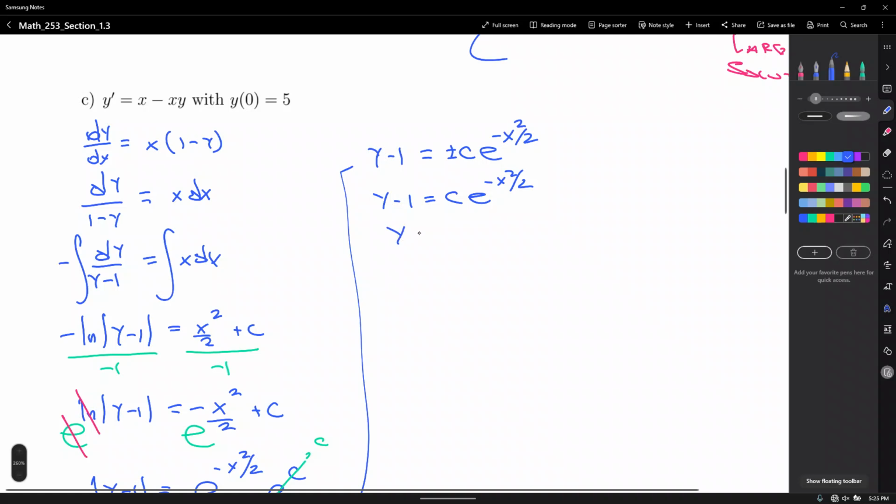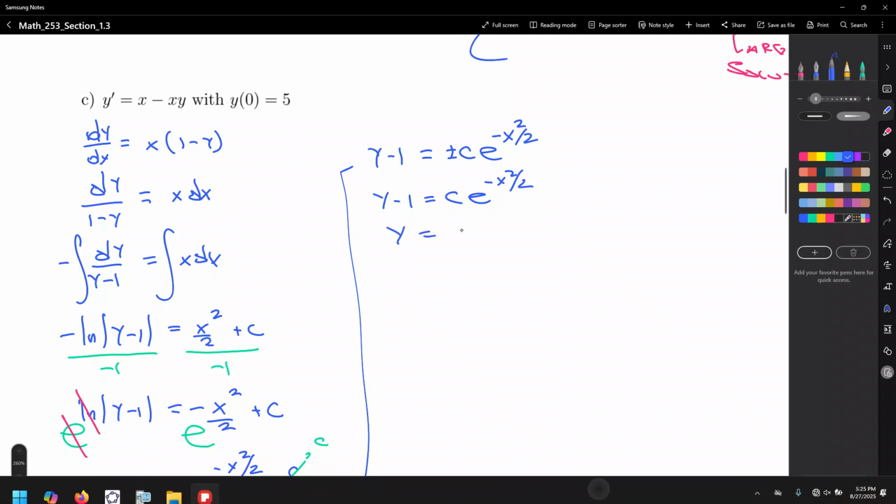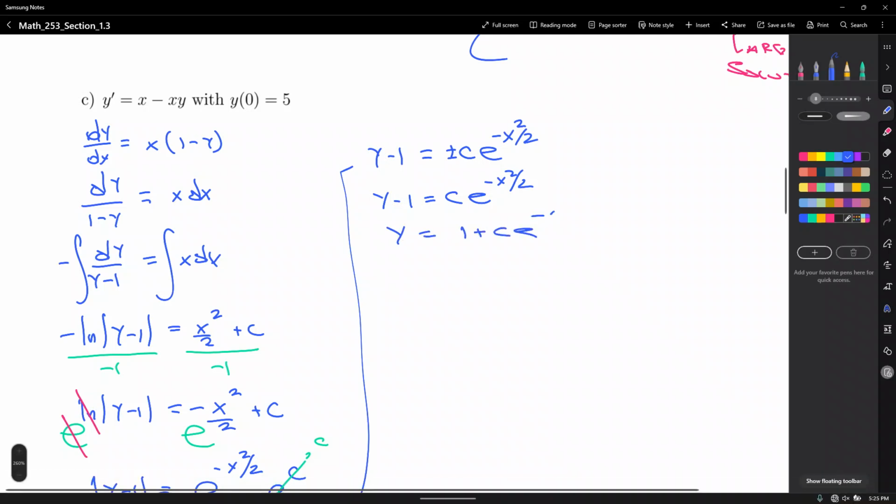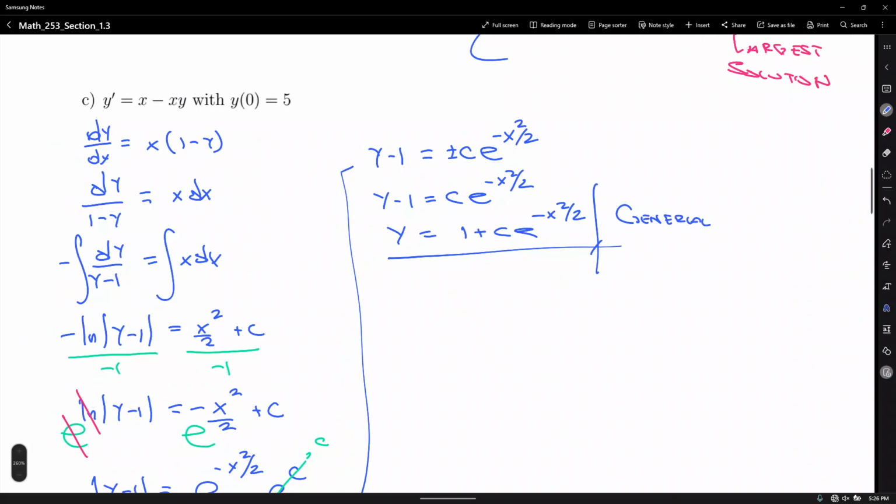And simply add 1 to both sides. That's y equals 1 plus c e to the negative x squared over 2, all right? And that is our general solution. All right, that's our general solution.